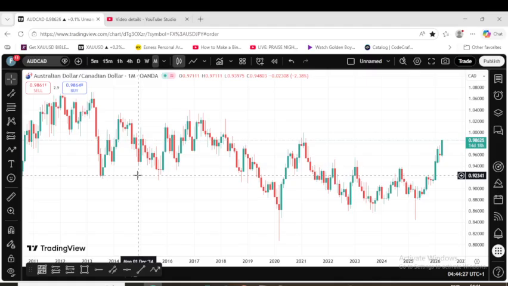So, wherever you have a support level, a resistance level, a resistance turned support, or a support turned resistance, those are all collectively known as zones.